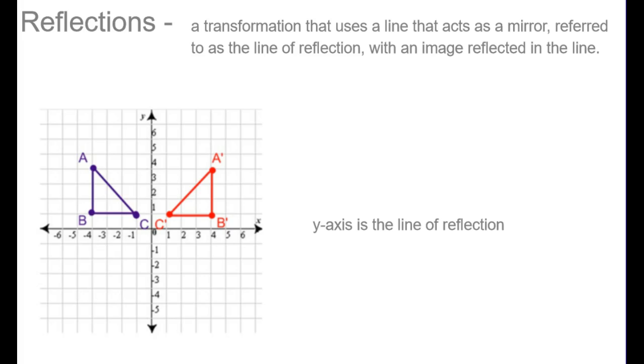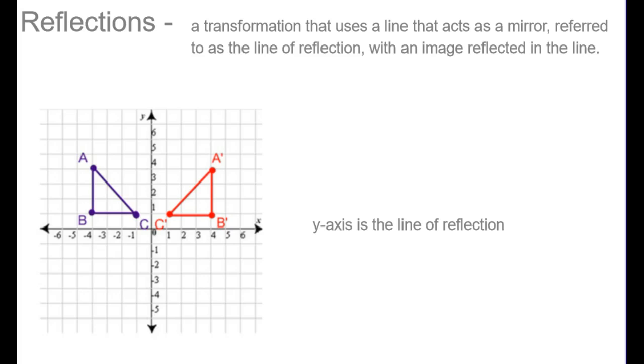The second transformation is a reflection. This is a transformation that uses a line that acts as a mirror, referred to as the line of reflection, with an image reflected in the line. So if we look at this example down here, remember the triangle on the left, that's our pre-image. The triangle on the right, that's going to be our image. We know that because of A prime, B prime, and C prime.